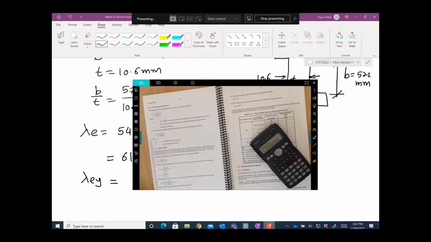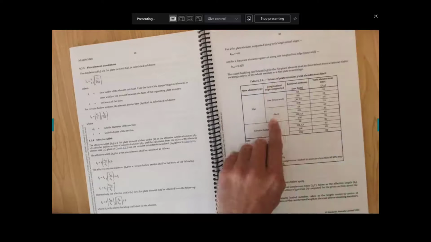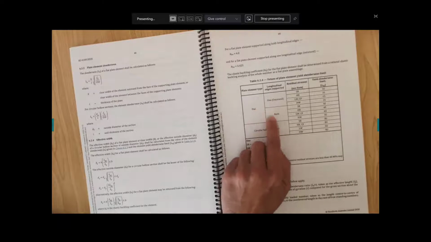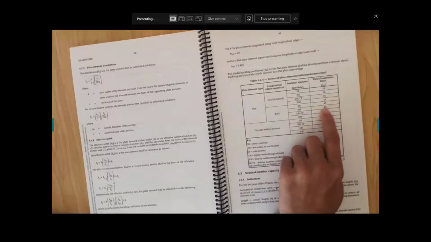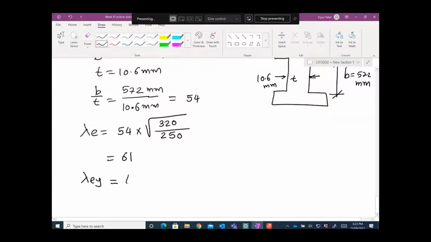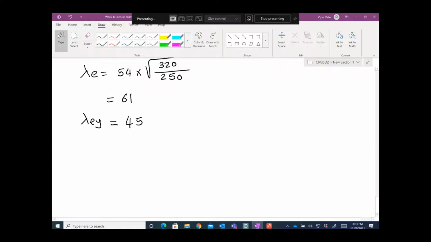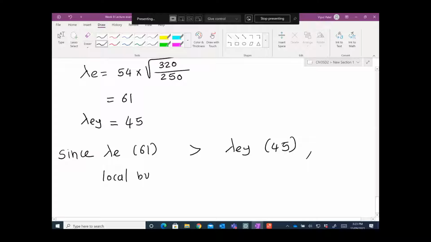Now again in the tables, here both longitudinal edges are supported, flat longitudinals, hot rolled, we have 45. So you have 45. So your lambda E, which is 61, is greater than lambda EY, which is 45. Then you have local buckling occurring in the web. What does it mean?